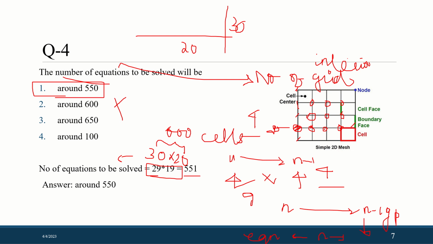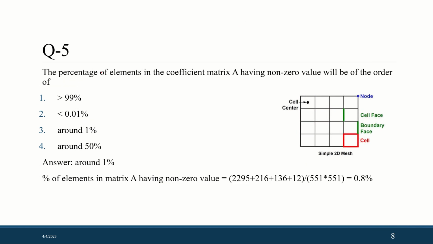Yeah. Now we'll move on to question 5. The percentage of elements in the coefficient matrix A having non-zero value will be of the order of: greater than 99 percentage, less than 0.01 percentage, 1 percentage, or 50 percentage. So we'll just see how to do this.